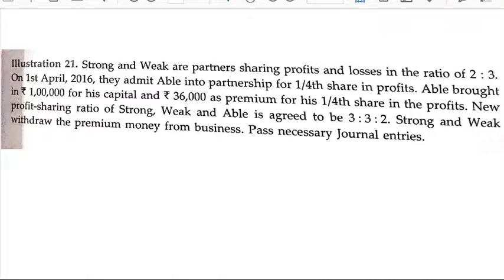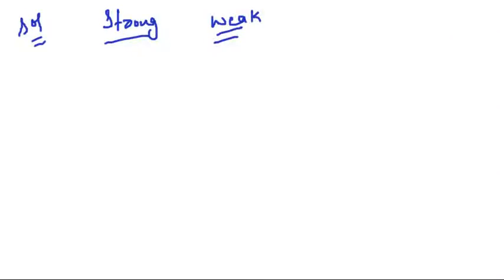First of all, let's write down the facts. There are two partners, Strong and Weak. They are sharing profits in the ratio of 2:3. The new partner, Abel, is admitted for 1/4 share.